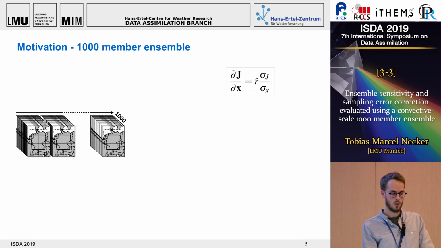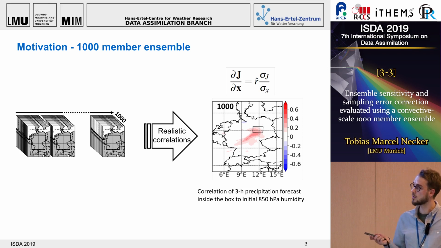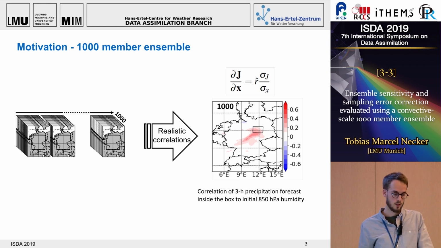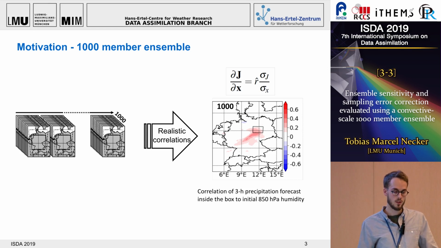So motivation: why do we need the 1,000-member ensemble simulation? We want to calculate correlations and sensitivities. If we have a large enough ensemble, we can assume that it's free of sampling errors, so we get realistic correlations using this 1,000-member ensemble simulation. On the right-hand side, you can see one correlation field calculated with the 1,000-member ensemble. We use the precipitation inside of this small box and correlated it with the initial conditions, in this case, 350 hectopascal humidity. And you can see the correlation pattern looks nice.